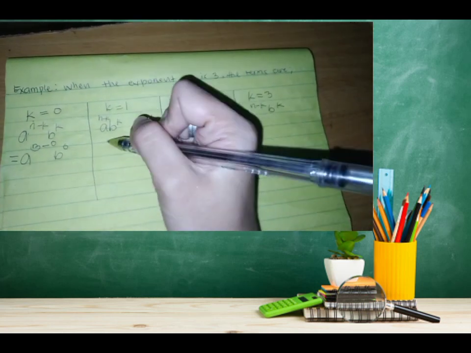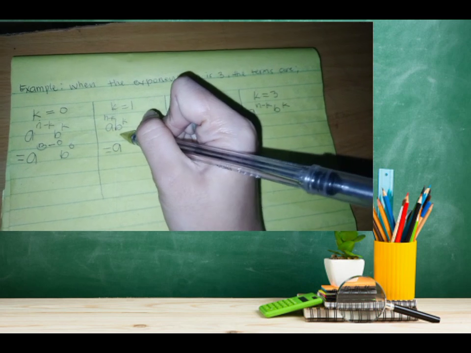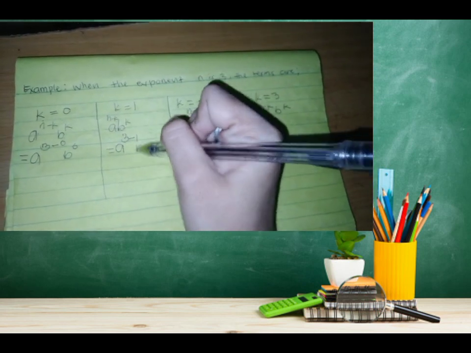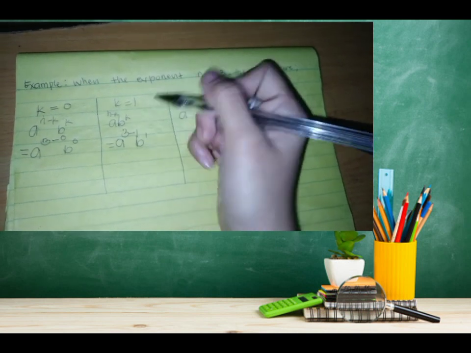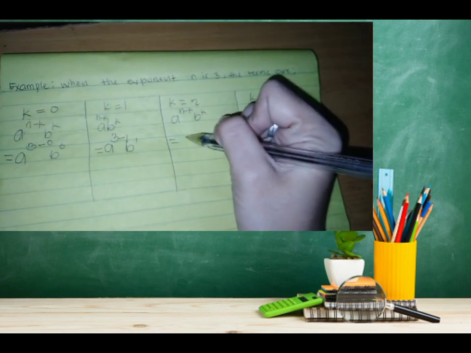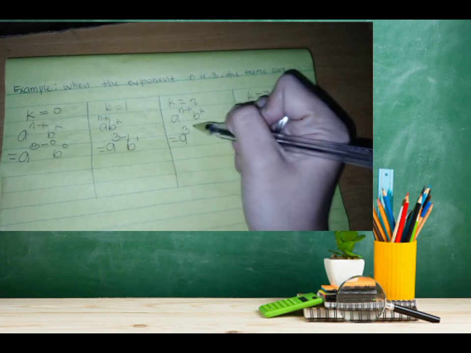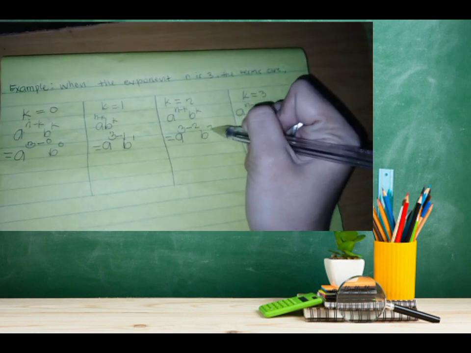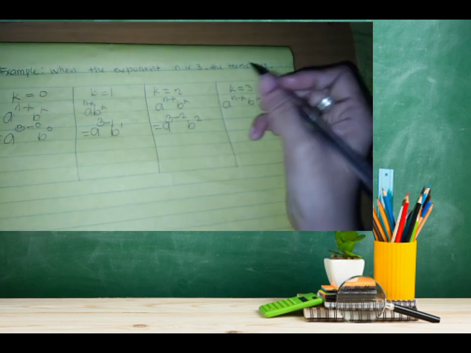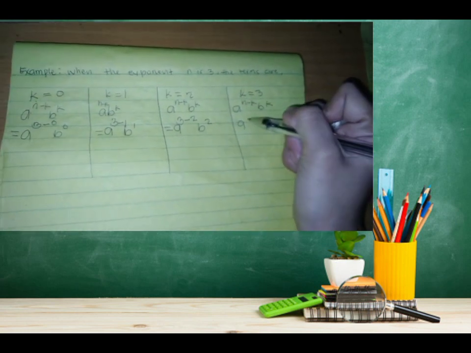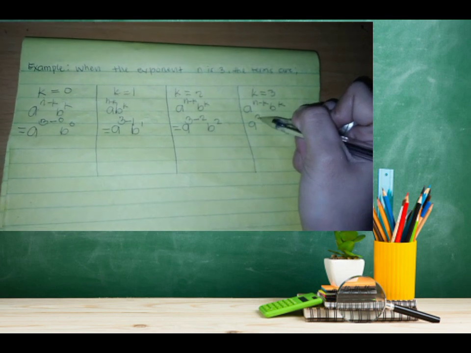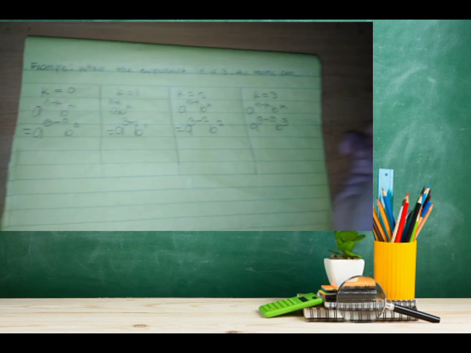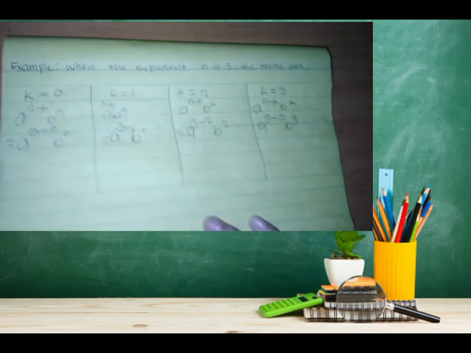So the next column is a to the power of 3 minus k, where k equals 1, b to the power of 1. The third is a to the power of 3 minus k, where k equals 2, b to the power of 2. Then the last is a to the power of 3 minus 3 because k equals 3, b to the power of 3.